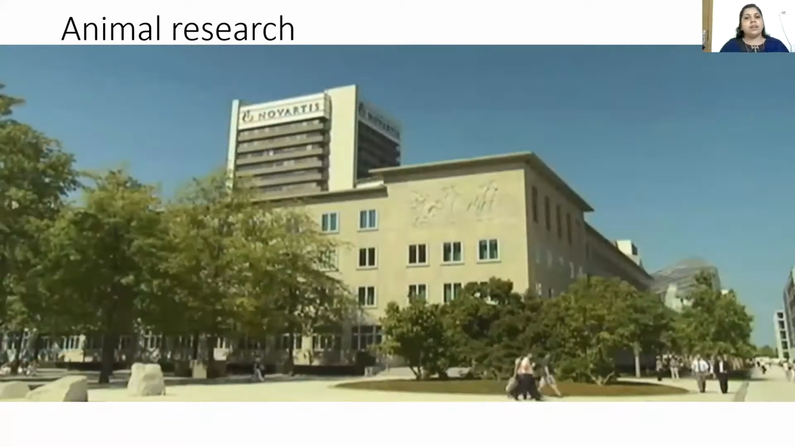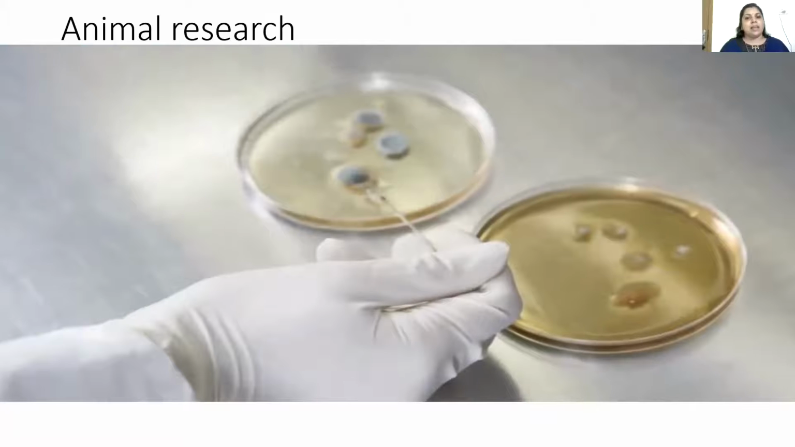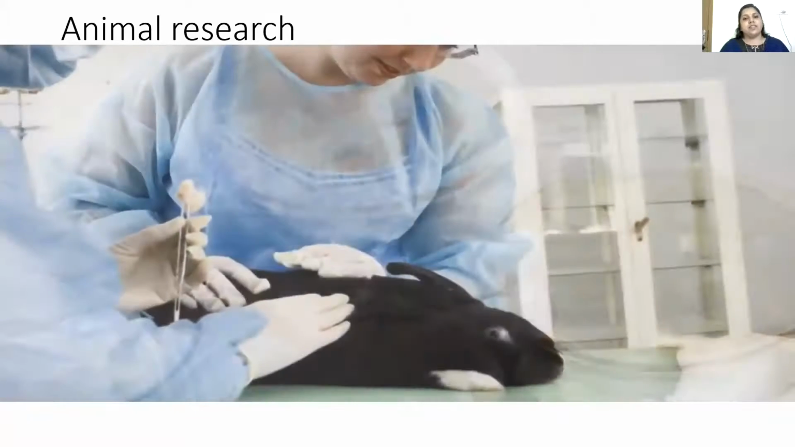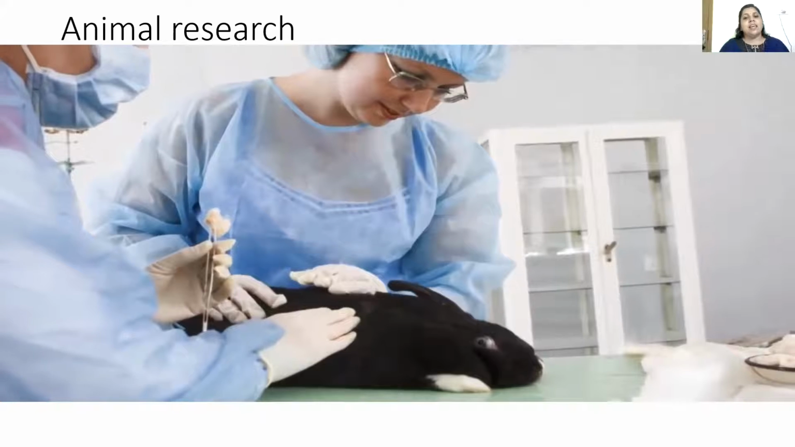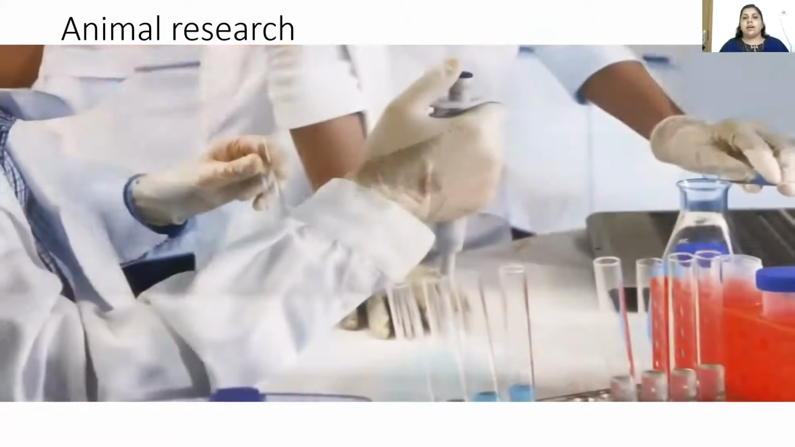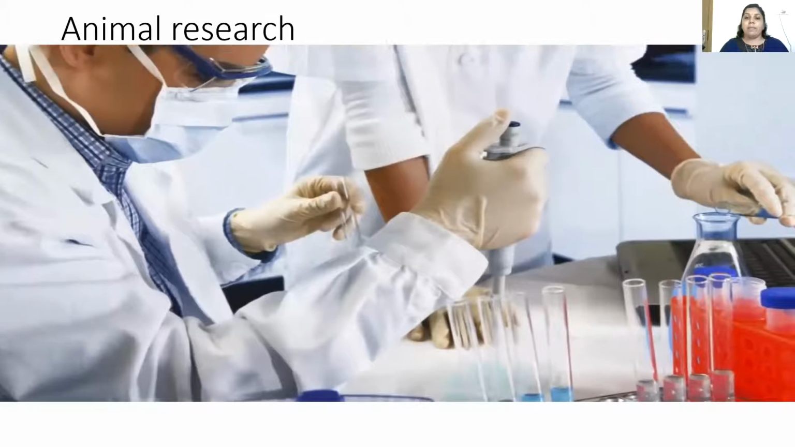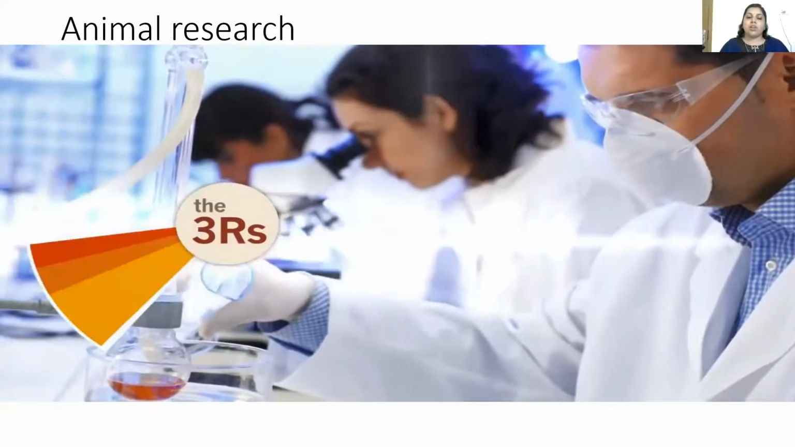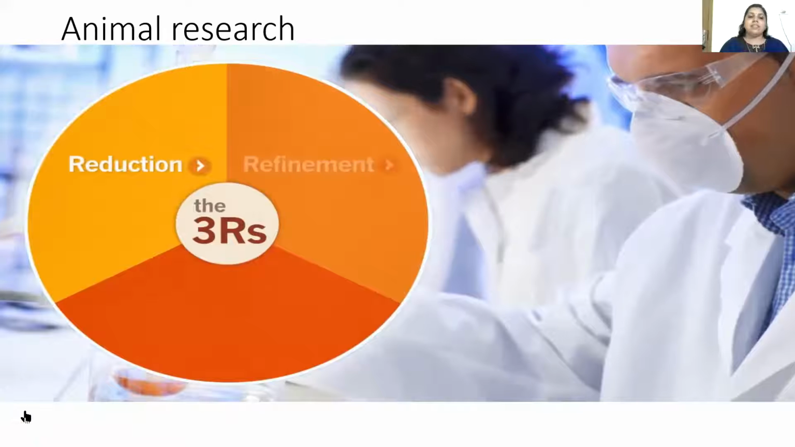So every clinical research perspective has research in the lab, that is wet lab, first in test tubes, cell lines, and then in animals. Common animals used are mice, rabbits, and the albino rats are commonly used. And there we can see the 3 R's.